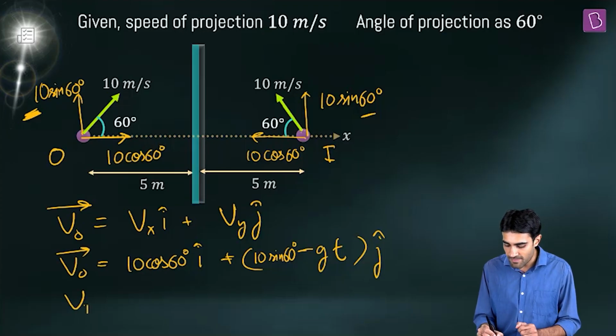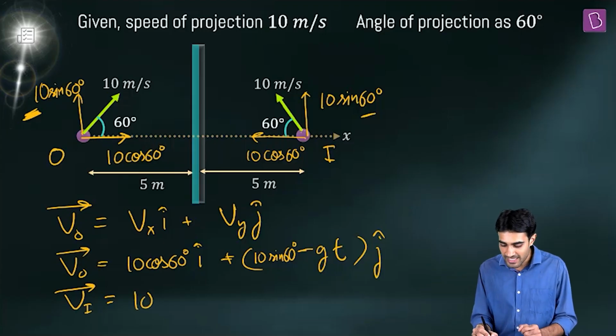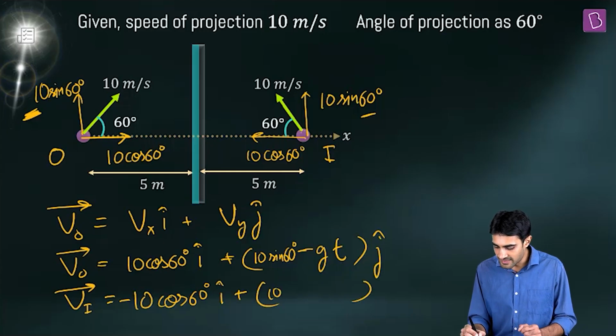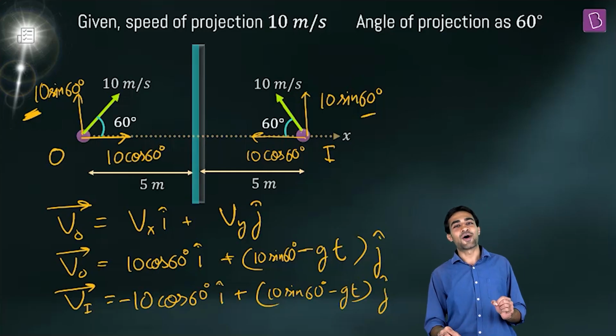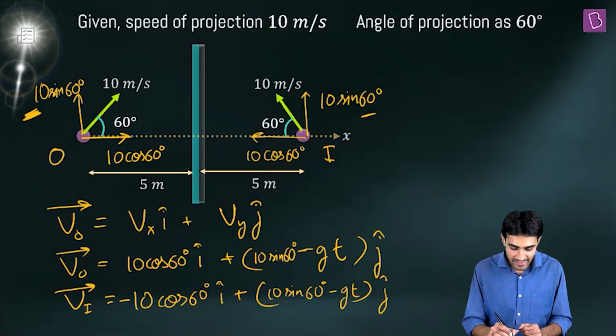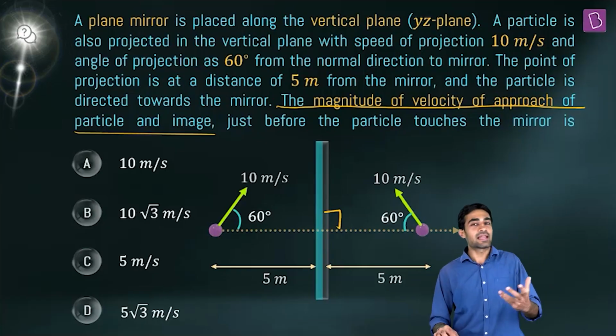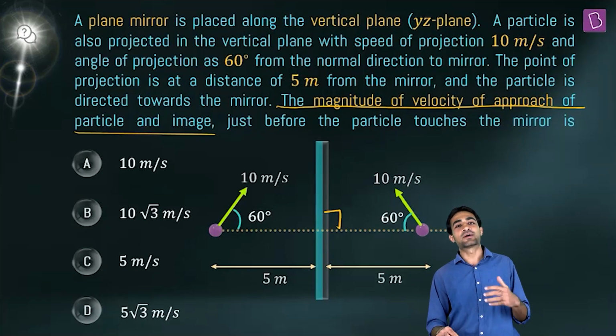And what about the velocity of the image? Can you tell me the velocity of the image as a function of time? Yes, we can. So this will be minus u cos 60 i cap plus (u sin 60 degree minus gt) j cap. This is the velocity of the image. Now, what was asked in the question? Find the magnitude of velocity of approach of the particle and the image just before the particle touches the mirror.